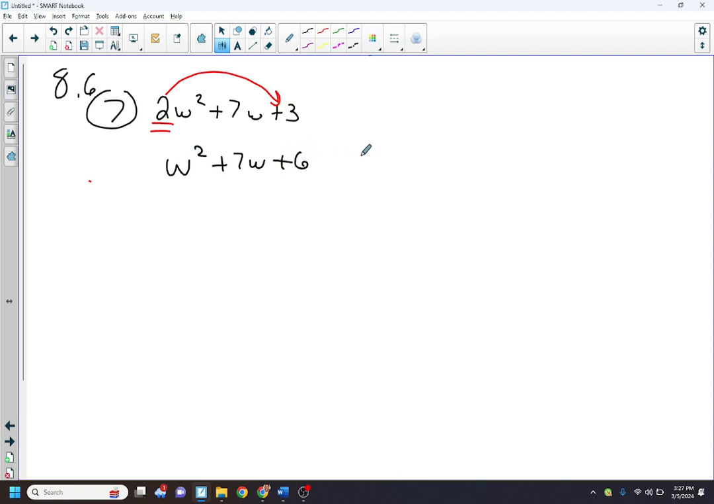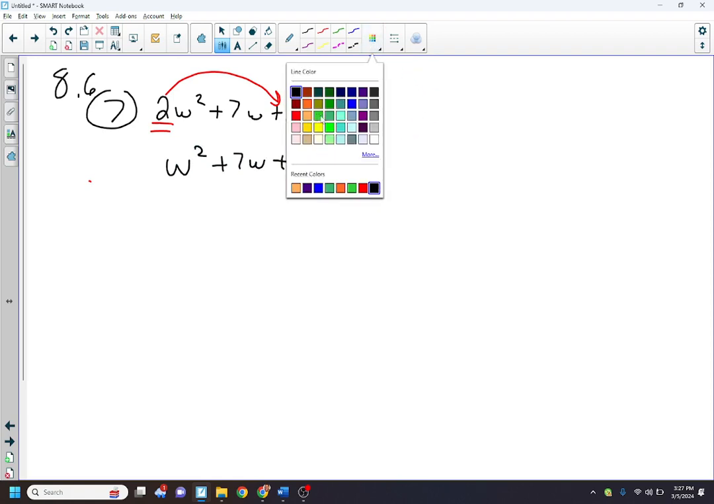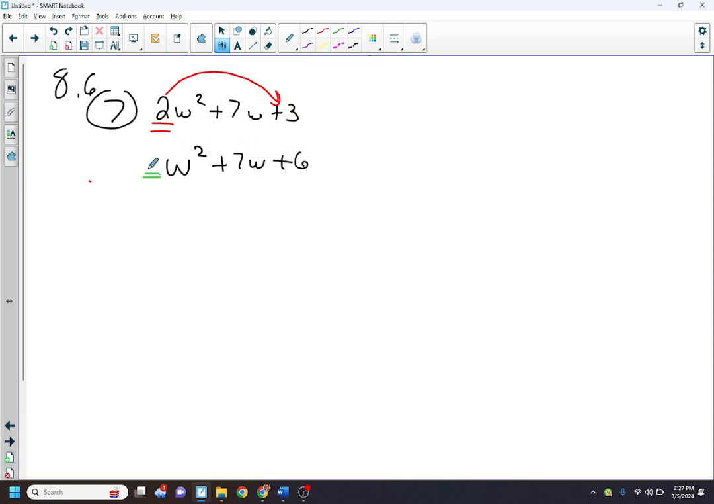The reason we combine it is because here we can't have a number in front, or it should be 1, I should say.